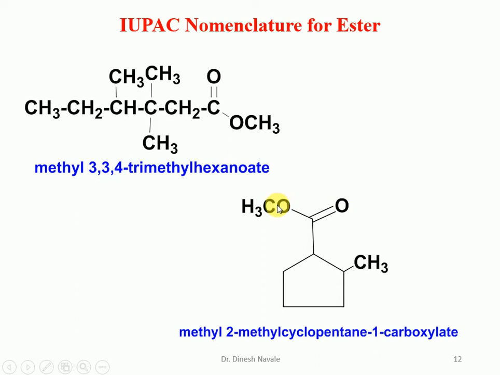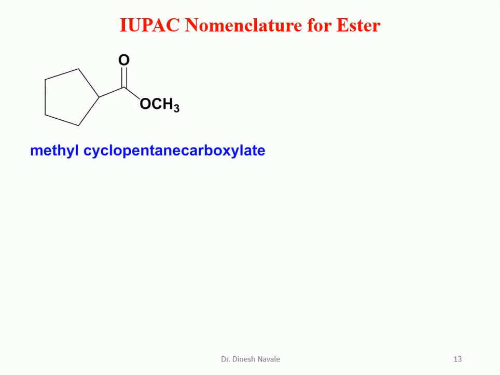So the IUPAC nomenclature of an ester will always end with ATE. It is alkyl alkanoate. The acid part belongs to the ATE, whereas the alcohol part belongs to the alkyl group. For this molecule, there is a 5-membered ring, so it is a cyclopentane carboxylic acid group. It becomes cyclopentane carboxylate as the alkanoate part, whereas the alkyl part is a methyl. So the IUPAC nomenclature is methyl cyclopentane carboxylate.